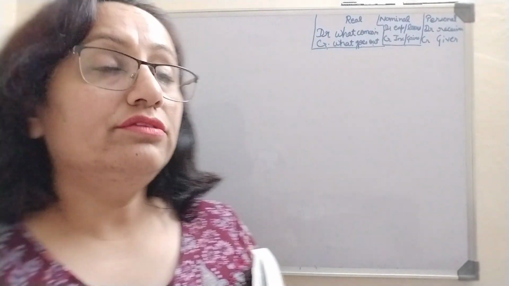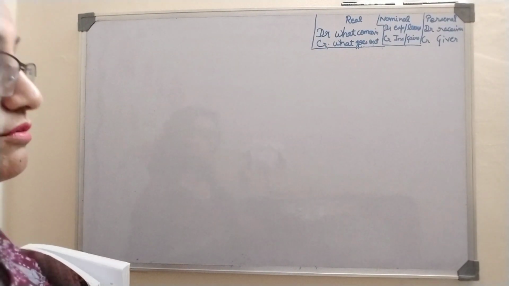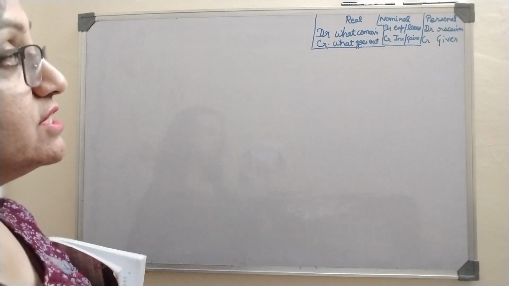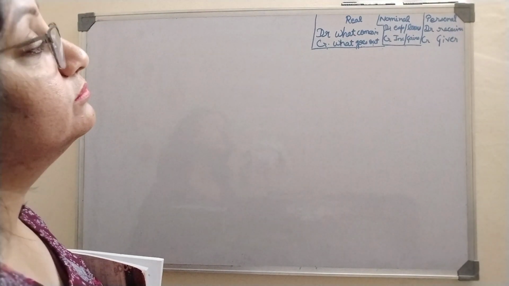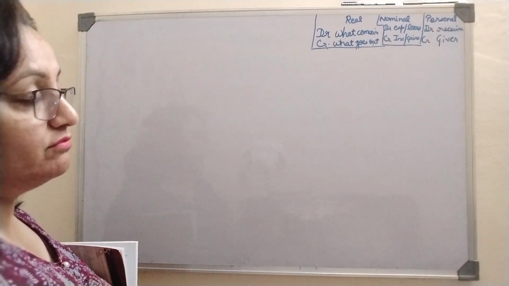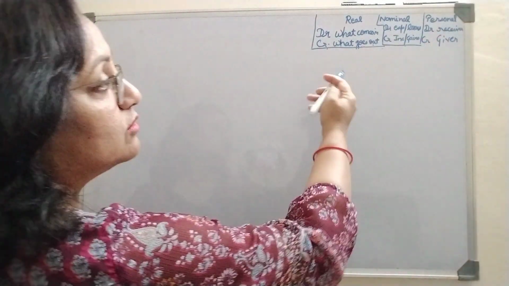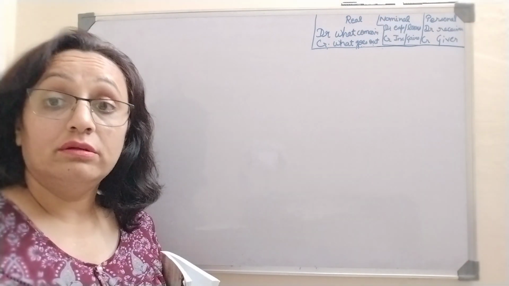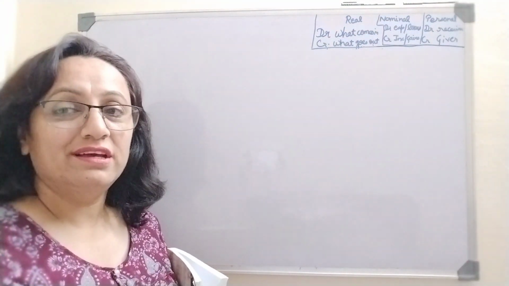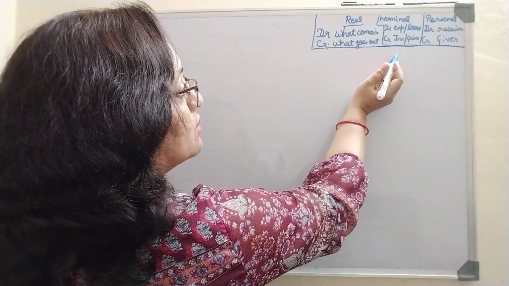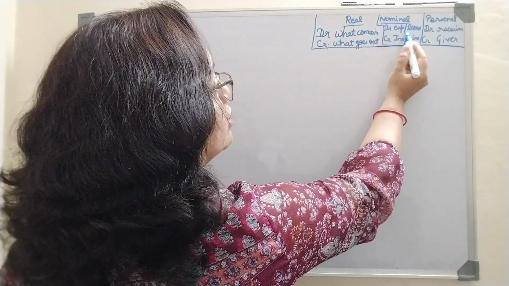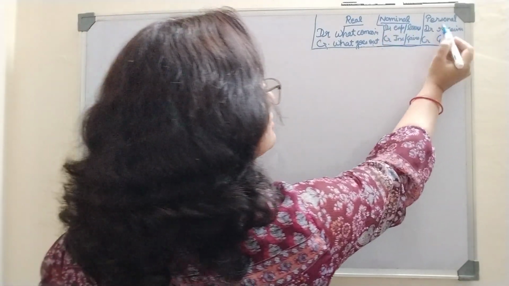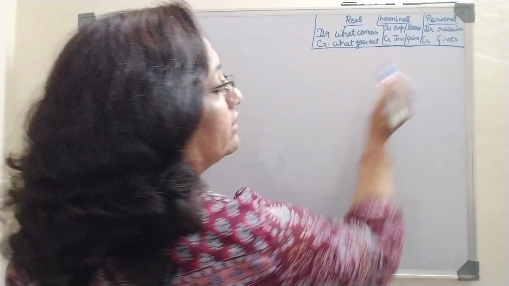I will be starting again with the rules of accounting, for the three accounts which we maintain: real, nominal and personal. This is the golden rule of accounting. You have to learn this on your fingertips, like you learn multiplication tables in maths, right? First is real account: debit what comes in, credit what goes out. Nominal account: debit all expenses and losses, credit all incomes and gains. Personal account: debit the receiver and credit the giver.